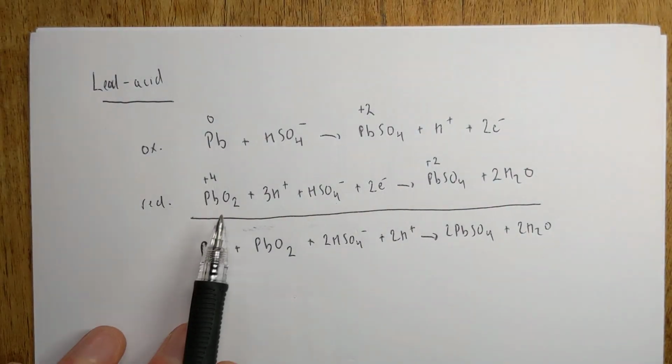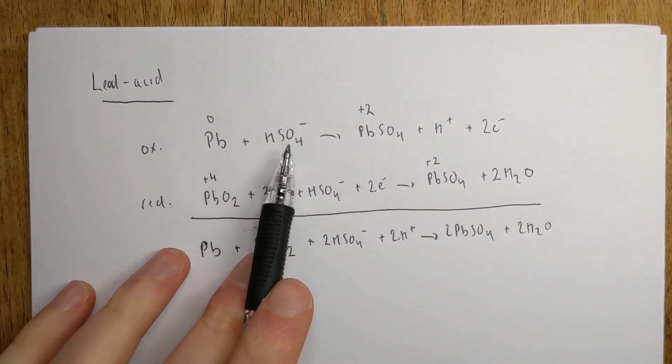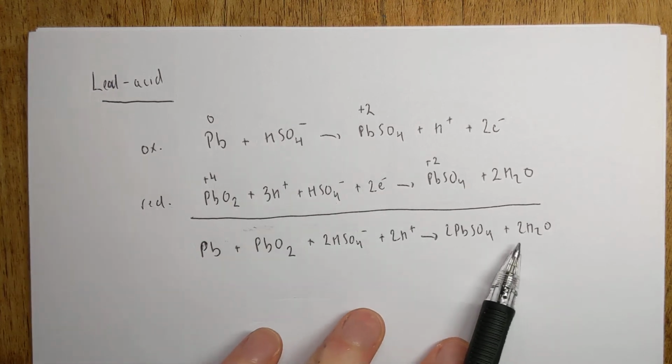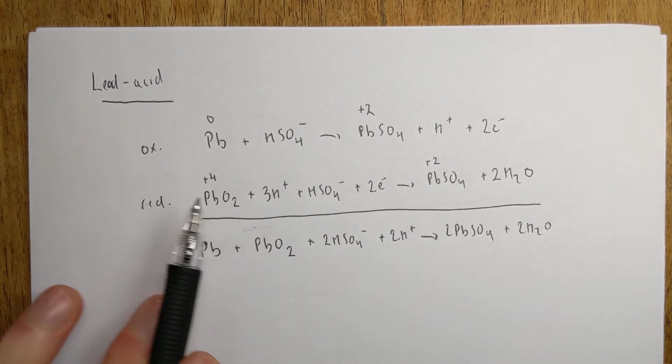So again, a little bit of work to do there, but if you just are careful with it and make sure you're keeping track of what's coming together and what's being cancelled out, that will get you the correct equation for that lead acid battery.